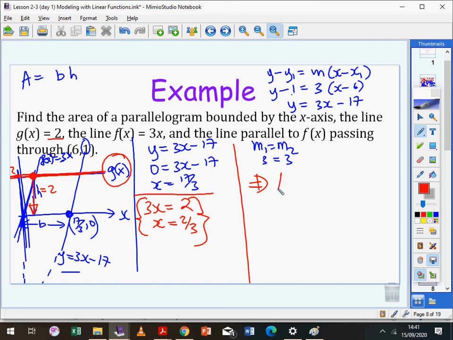So the area is just going to be base times height. The base is 17 over 3, and the height is 2, which gives you your value of the area.